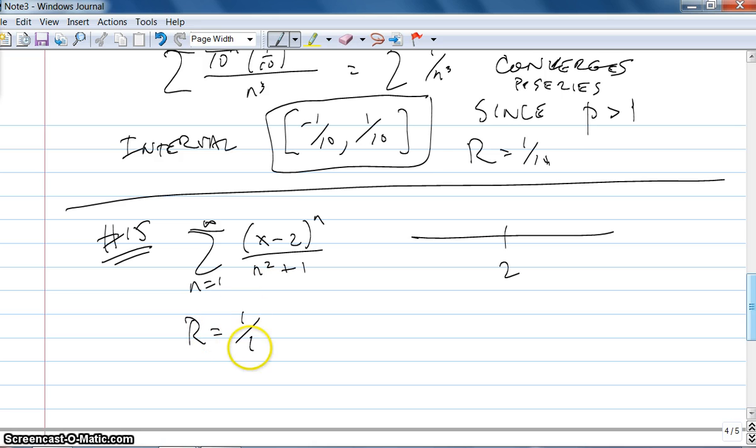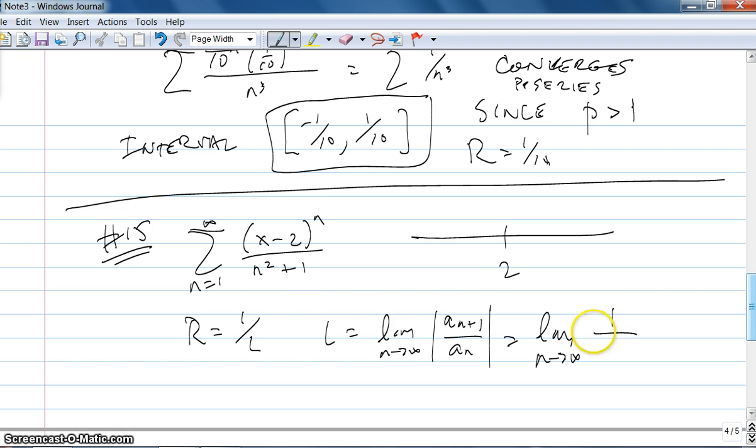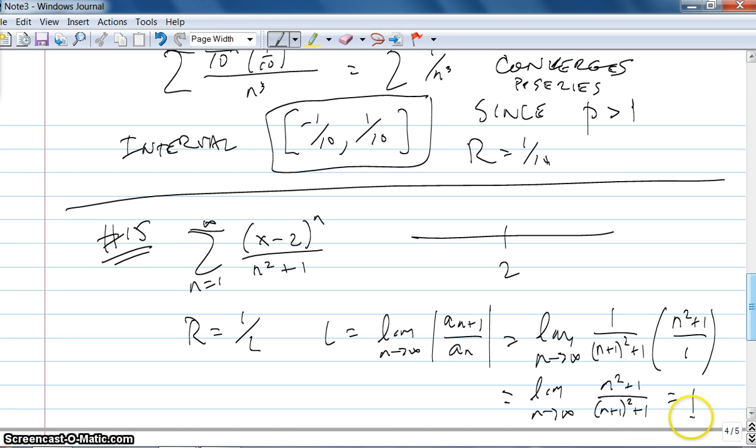So remember, the radius is 1 over L, where L is equal to the limit as n goes to infinity of a_(n+1) over a_n. The a_n is just 1 over n squared plus 1. So I have a_(n+1) is 1 over (n+1) squared plus 1. And then I'm dividing by a_n, which is the same as multiplying by the reciprocal. So I'm going to multiply by the reciprocal there. And that gives me the limit as n goes to infinity of (n squared plus 1) over ((n+1) squared plus 1). And again, that goes to 1 because both powers are the same.